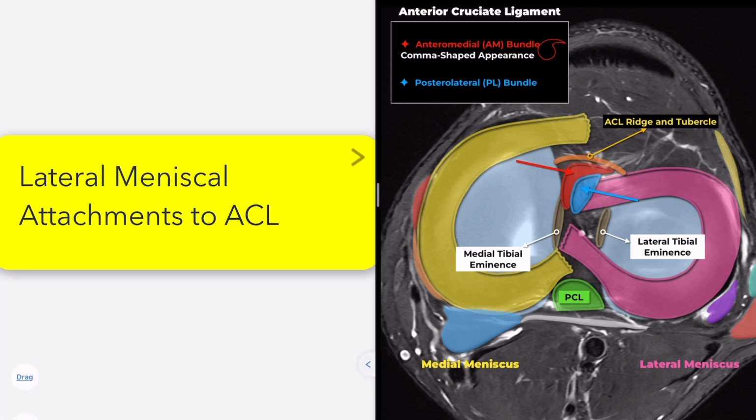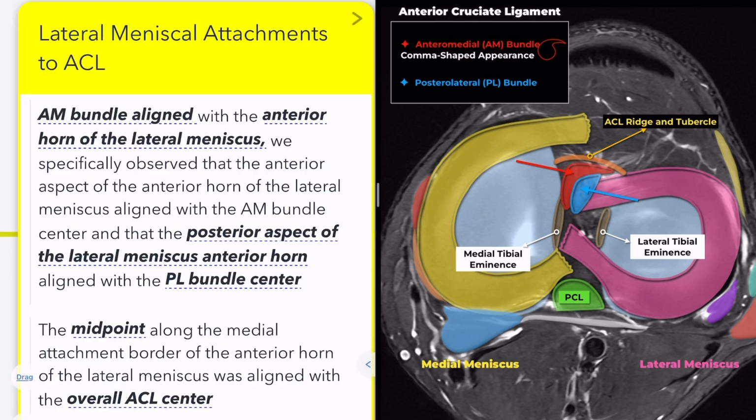Next, let's discuss the relationship between the ACL and the lateral meniscus. The center footprint of the ACL and the lateral meniscus's anterior root are separated by only 8 mm, and electron microscopy reveals that up to 40% of their fibers overlap. The anterior aspect of this lateral meniscal horn corresponds with the center of the anteromedial bundle, and the posterior aspect of the anterior horn aligns with the center of the posterolateral bundle.